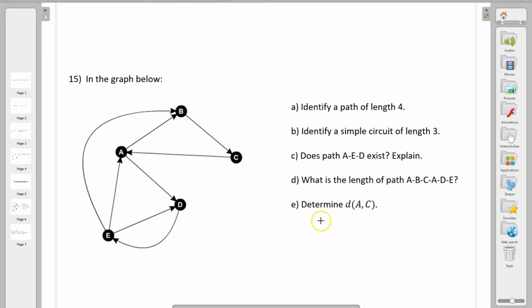Finally, we're asked to determine the distance from vertex A to vertex C. In an undirected graph, we could simply go from A to C and call the distance 1. However, to do that, we'd be going against the directed edge. So we need to go A to B and B to C. That tells us that the distance from A to C is equal to 2.